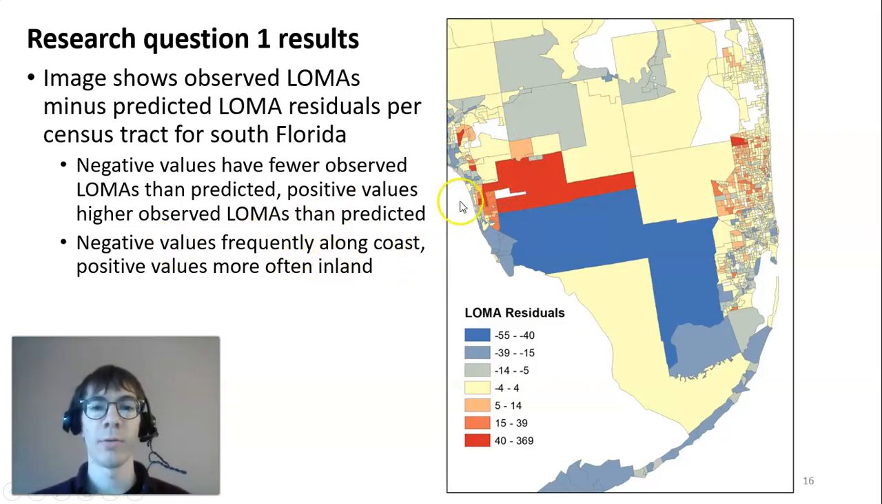So we see that there's a variety of patterns here, but one that I want to point out most frequently is much along the coast in many areas. I found that there were generally negative values, some of them moderate, some of them larger.